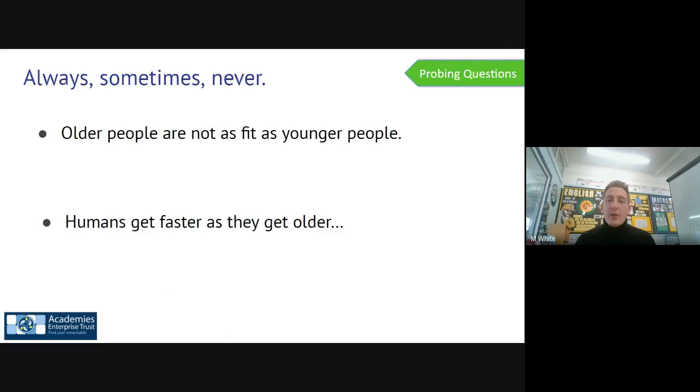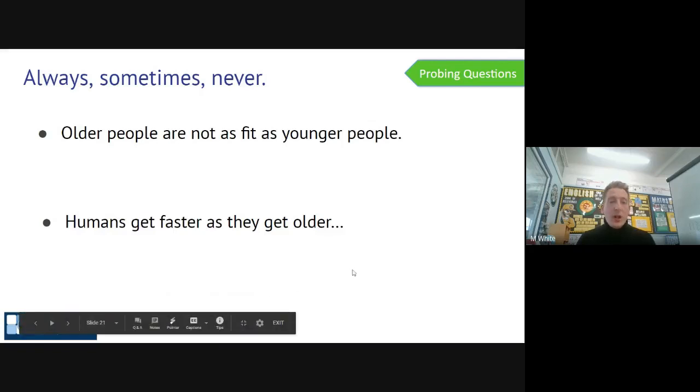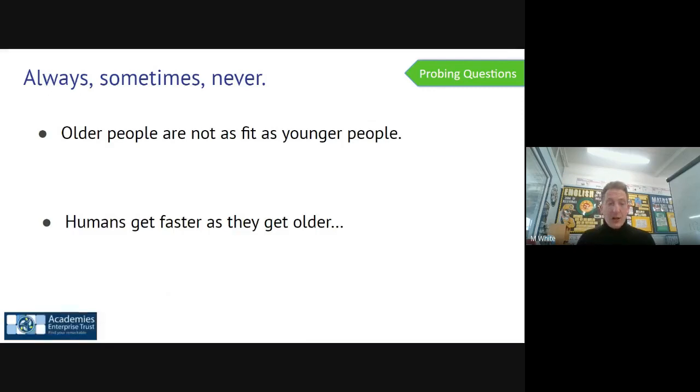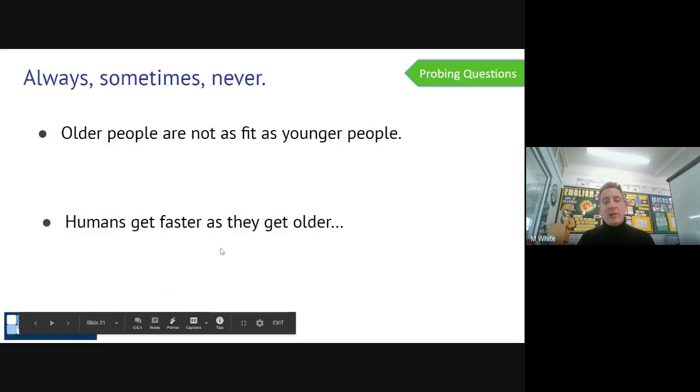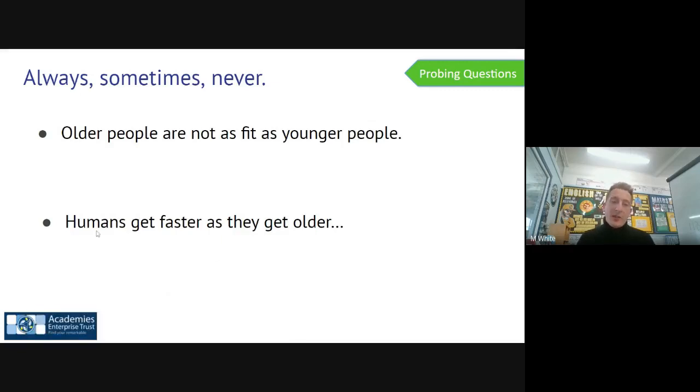But you need to do some research. How old are the people that hold the current records for different things? Are they older than you? Are they younger than you? Are they the same age as you? Could you set a world record? Okay. Next question. Always, sometimes, never. Humans get faster as they get older. Now, hopefully, from the other things that you've been doing throughout this session, you should be able to answer that anyway. But again, quick search of that should be able to bring up that answer.